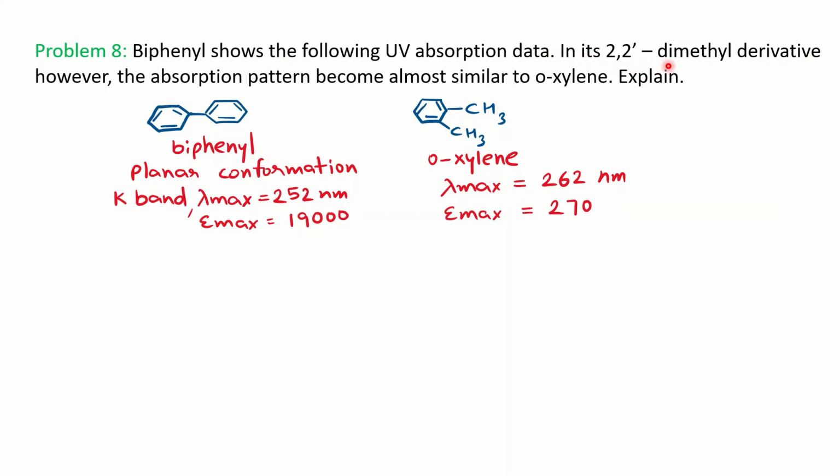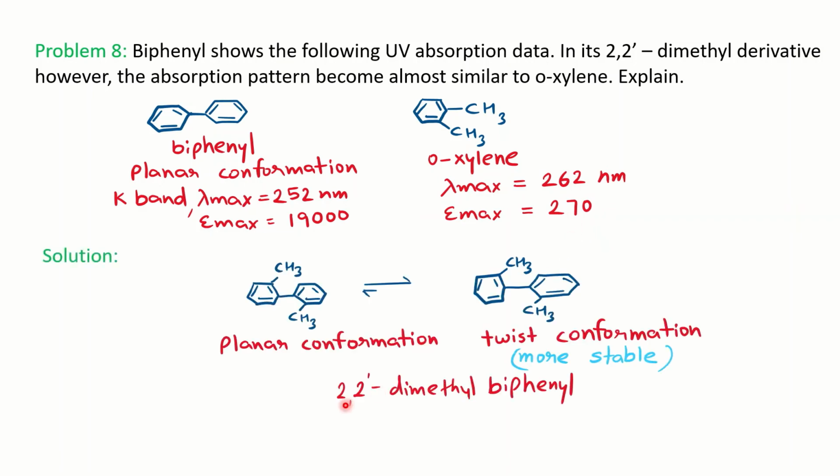While in the case of the 2,2-dimethyl derivative, if you have a 2,2-dimethyl substituted biphenyl, that shows an absorption pattern similar to orthoxylene. For orthoxylene, the lambda max value you can see is 262 nanometers, slightly higher than biphenyl, and the intensity is very low, 270. Usually we get that for weak transitions, right? So why is it so? First of all, we'll draw the structure of 2,2-dimethyl.